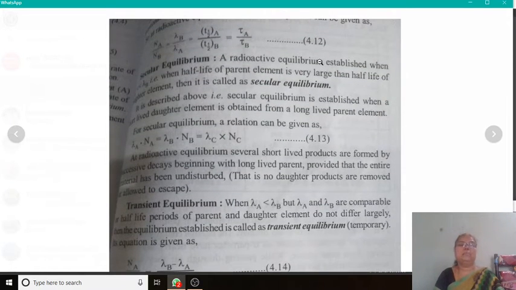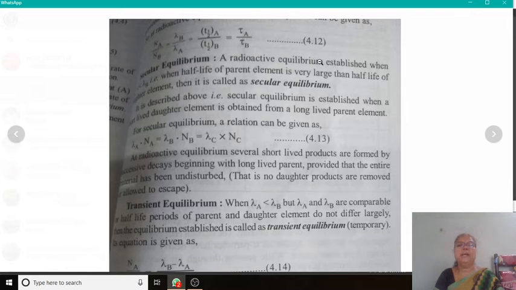So, welcome students to the physical chemistry lecture, paper number 5. In the last lecture, you studied secular equilibrium and transient equilibrium. Today, you are going to learn in detail the examples of secular equilibrium and transient equilibrium.